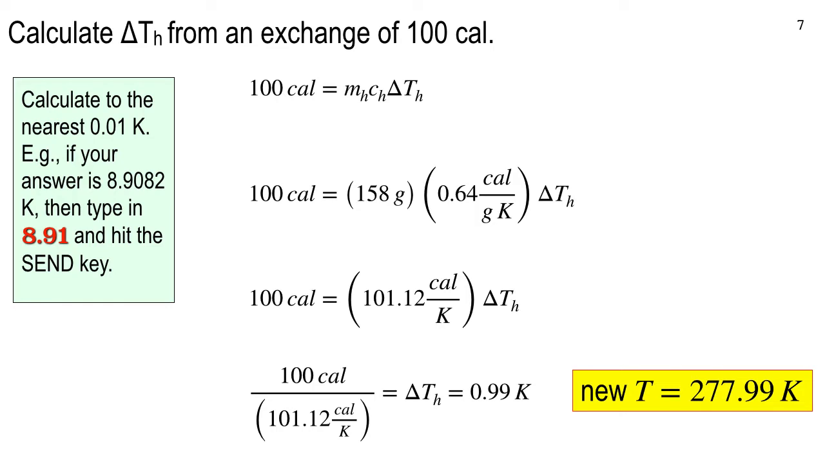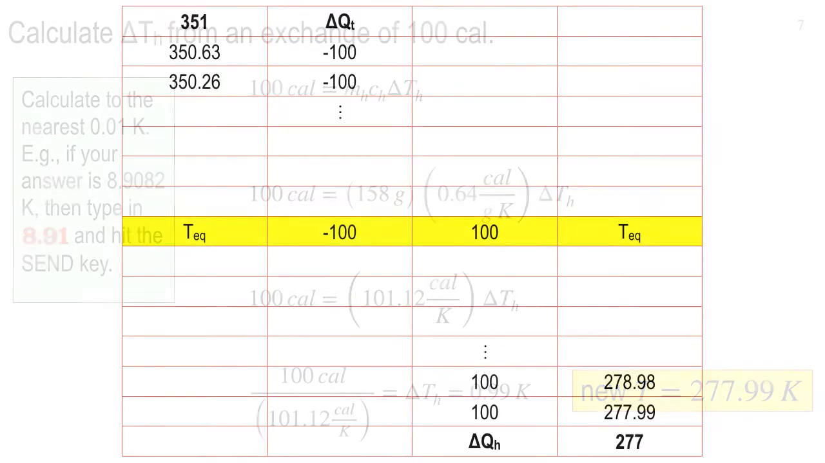So this is still kind of a pokey calculation, but we're going to leverage it and get this thing solved in our next move. All right? So here's what happens. When you exchange 100 calories from the tea into the honey, the tea cools to 350.63, and the honey warms up to 277.99. Now, we still have a temperature gap.